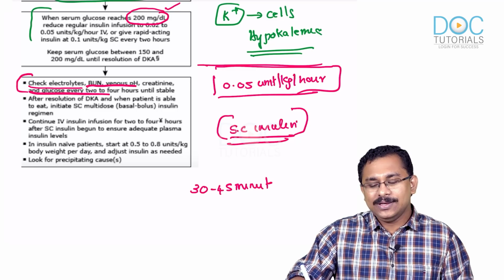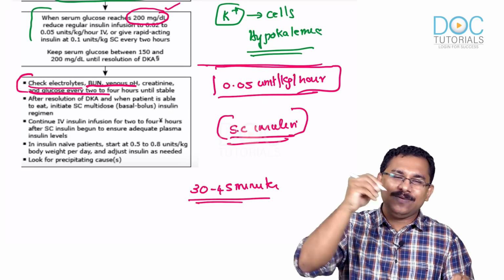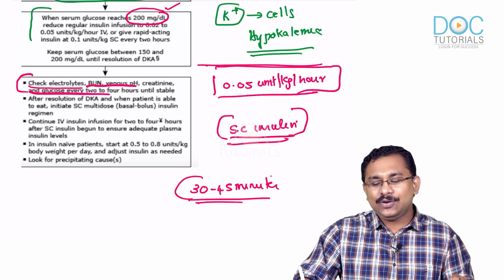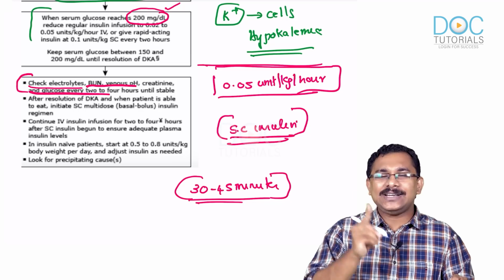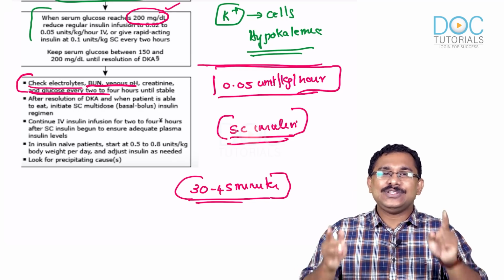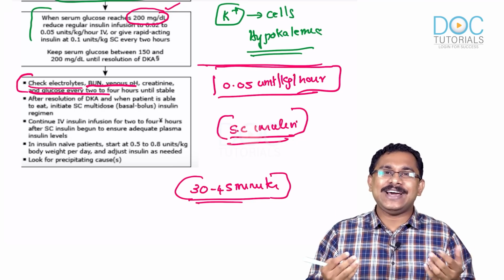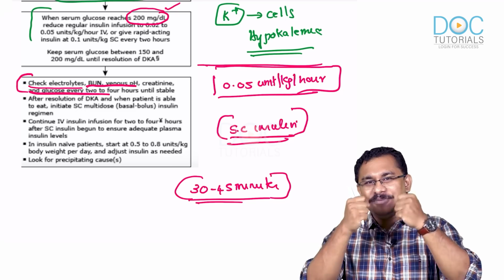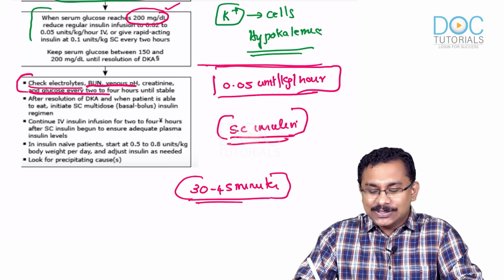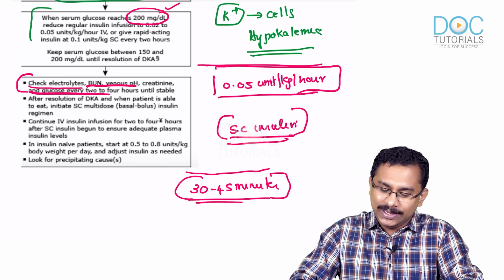Correct, no? So suppose you are stopping the insulin infusion now and you are giving the patient subcutaneous insulin. It would take another 30 to 45 minutes for the action of subcutaneous insulin to set in. So during that period of 30 to 45 minutes, there is a good chance of a rebound and a fight back by your blood glucose levels.